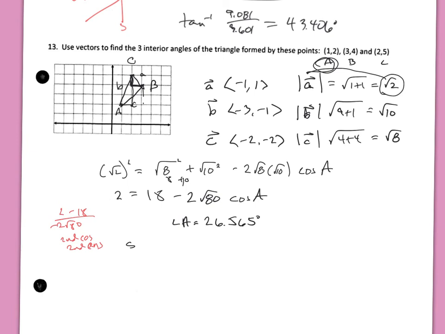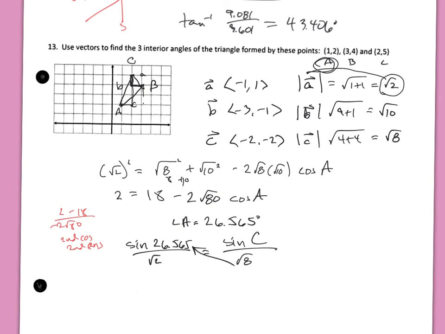Now we're going to switch to the law of sines. I'm going to start with the sine of that angle, 26.565, over the side across from it. We know the side across from it is radical 2. It doesn't matter, I'm going to go with the square root of 8, I'm just picking one, over the sine of angle C.